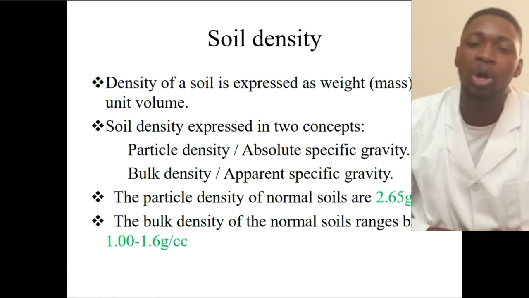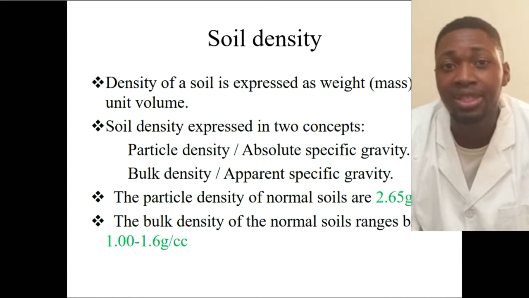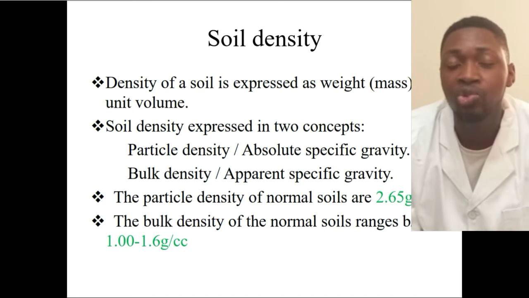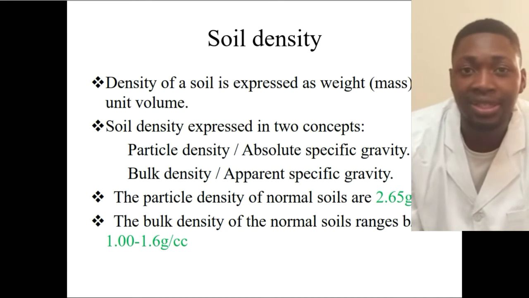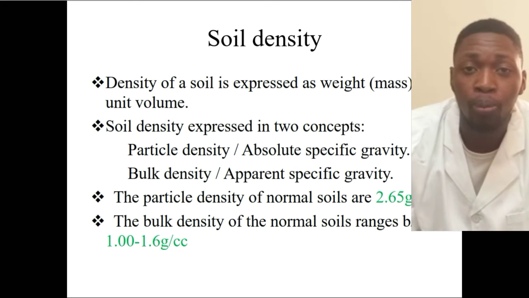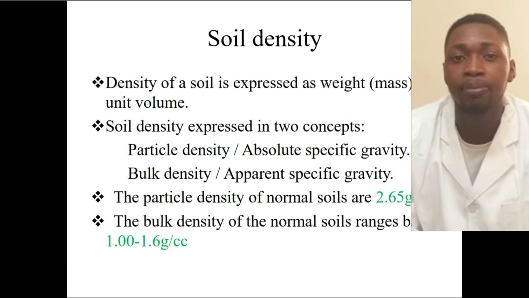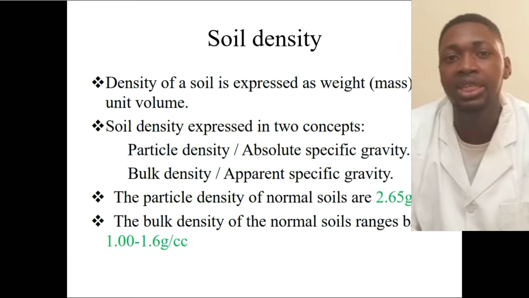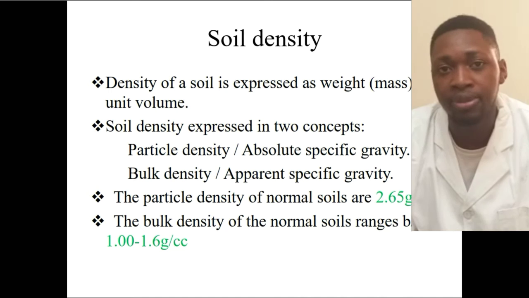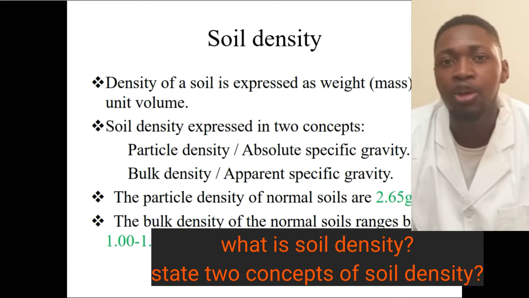Today we are going to talk about soil density. What is soil density? Define the term soil density. Soil density is expressed as weight per unit volume. When we are talking about weight, we are simply talking about mass, which is measured in grams or kilograms. So you can say soil density is expressed as mass per unit volume.